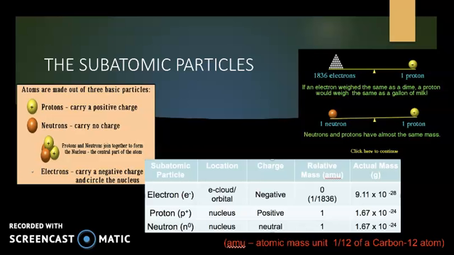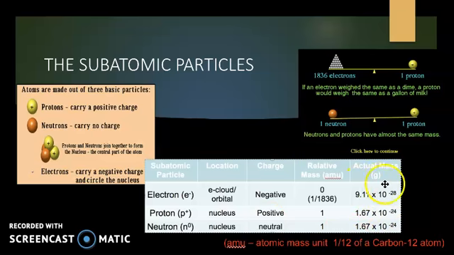Looking at the table in the bottom, we have an electron, and the symbol for electron is just an E with a little negative sign. They're located again in the electron cloud or in their orbitals. Negative charge. Their relative mass or atomic mass unit is 0. They actually are 1 out of 1,836, but that is such a small number compared to our protons and neutrons that we give them a relative mass of 0. They actually do have mass, so electrons do have mass, they just have a relative mass of 0.